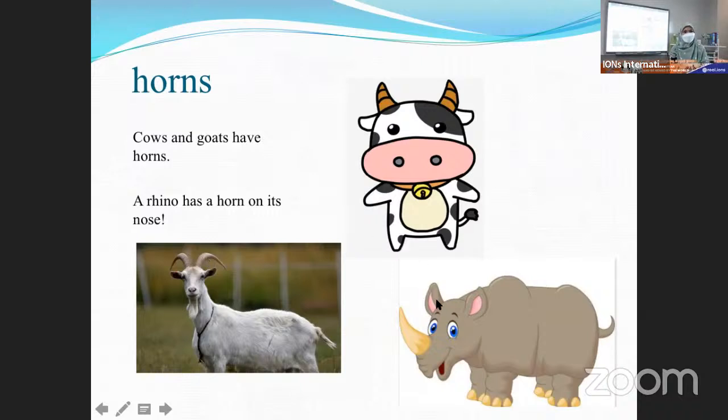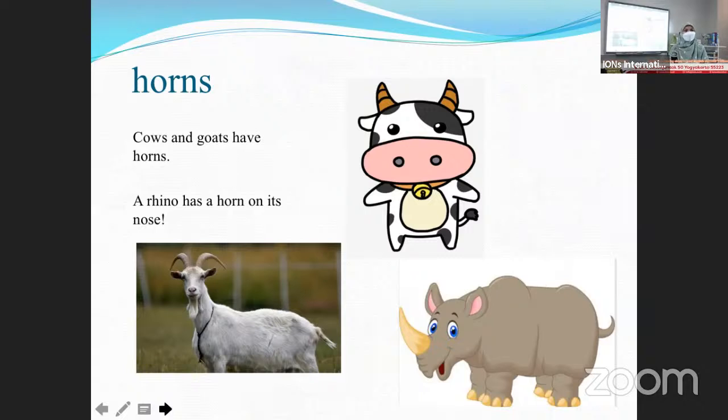And how about this one? Why does this animal have a horn on the nose? Is it weird? What is it called? What animal is this? This is a rhino. A rhino has a horn on its nose. The rhino has one horn on its nose.